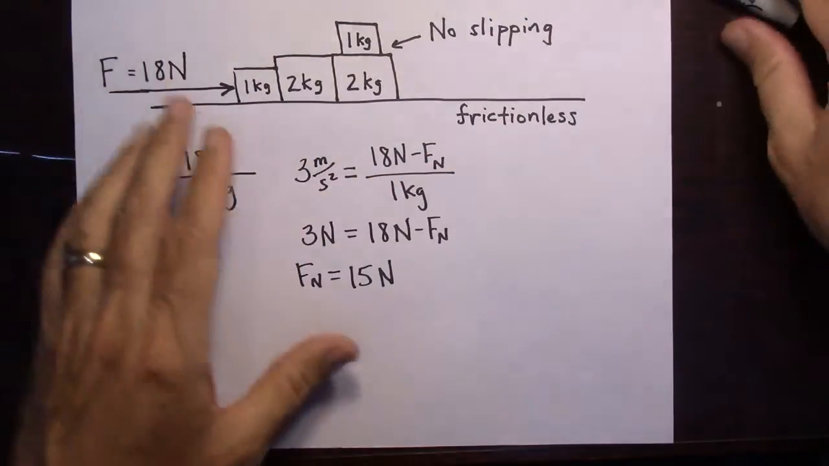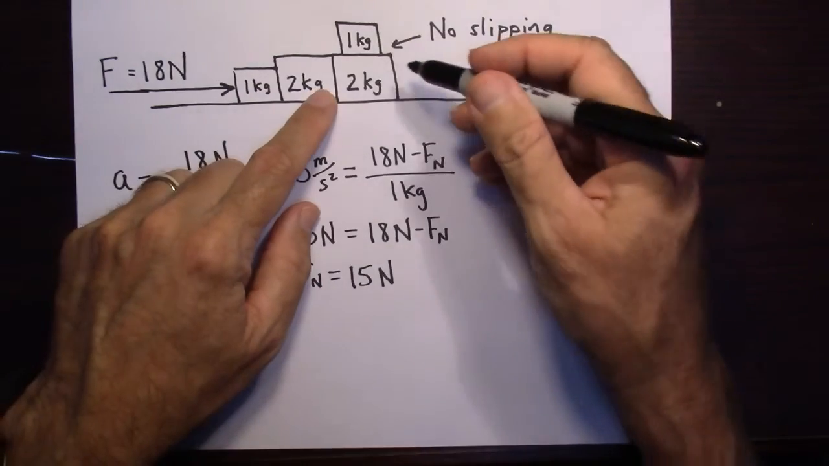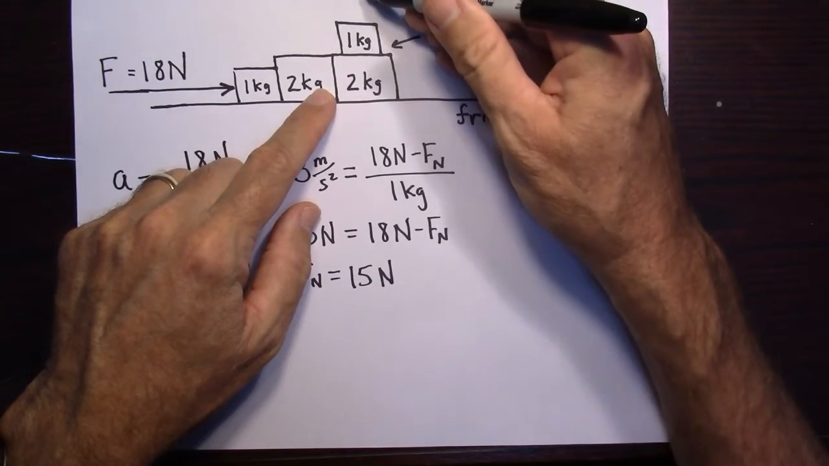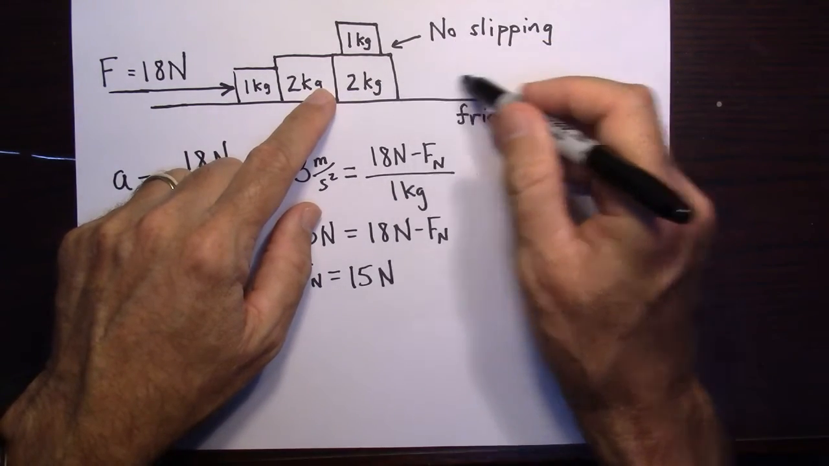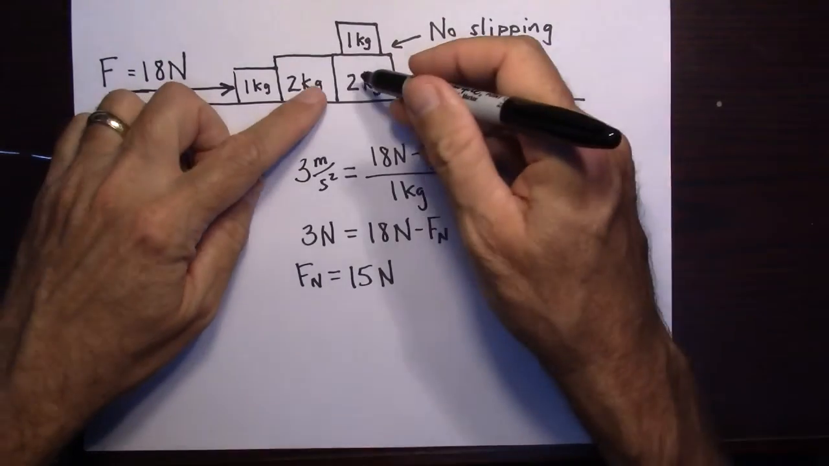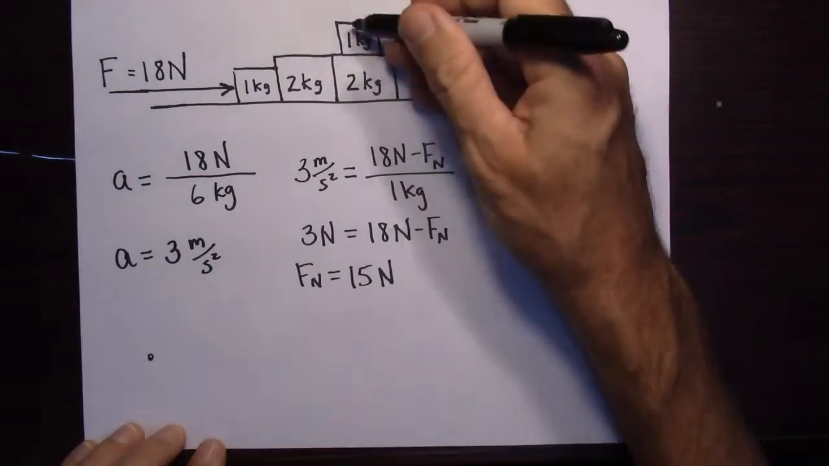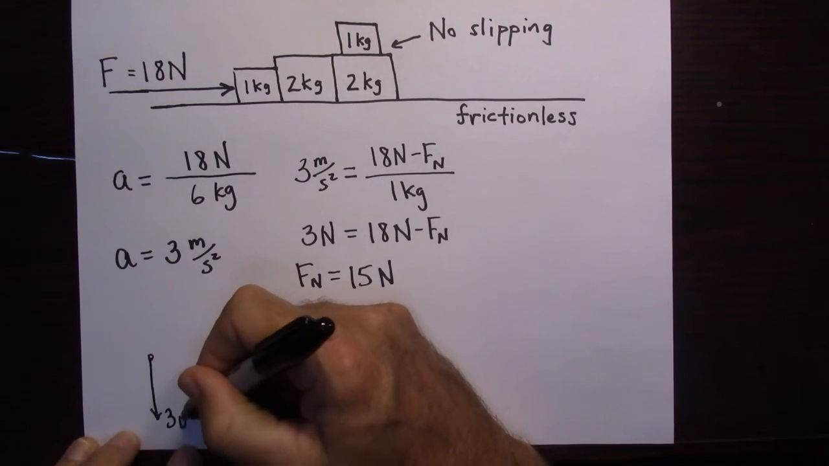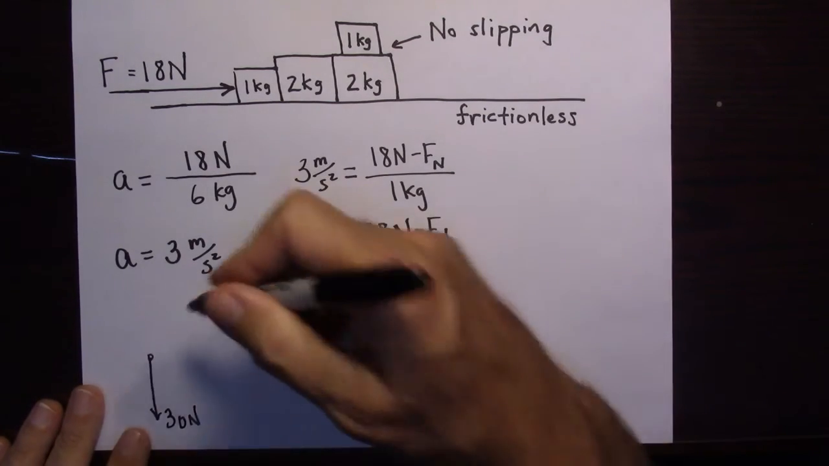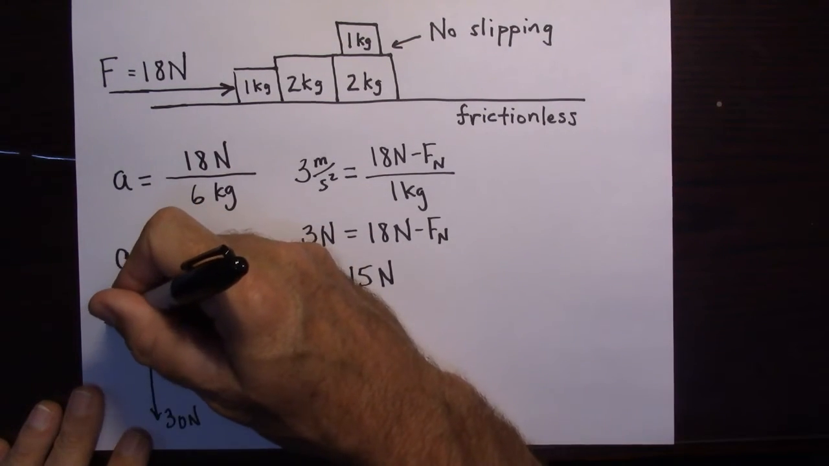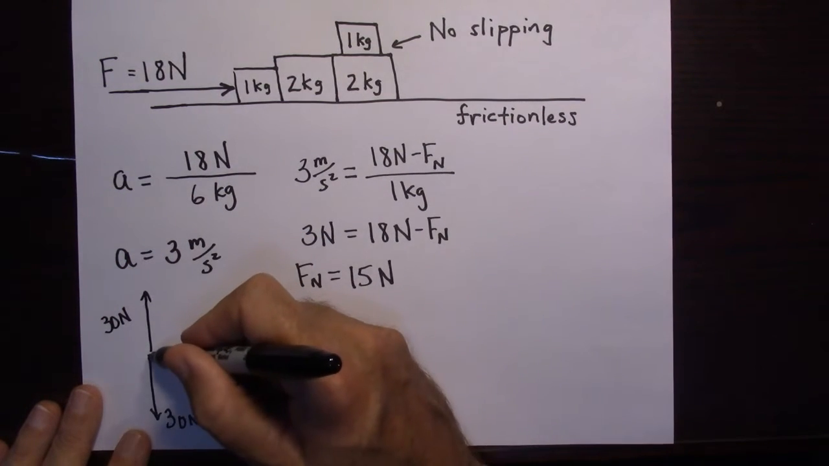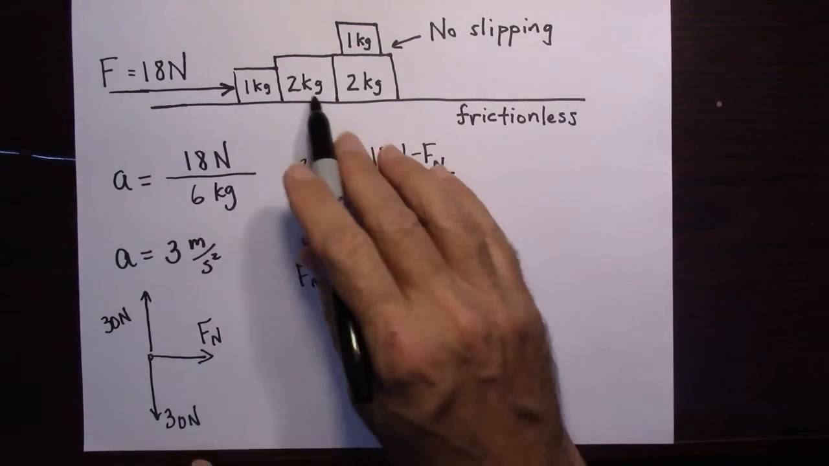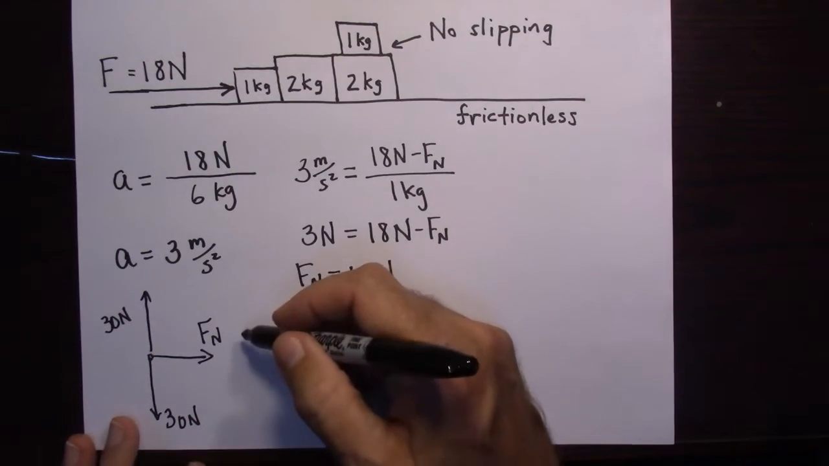Now I already know that if I look at all the forces, this is 3 kilograms. So there's 30 newtons down, 30 newtons up. If I draw the free body diagram of this 3 kilogram mass, there's going to be 30 newtons down, and then 30 newtons up, but I don't really have to worry about those. But there is this force, the normal force of the 2 kilogram on this one. That's the force this is putting on that. I don't know what that is, but I'm about to find it out.